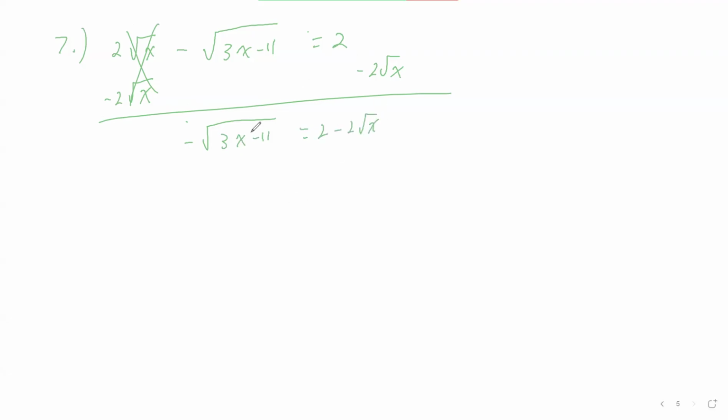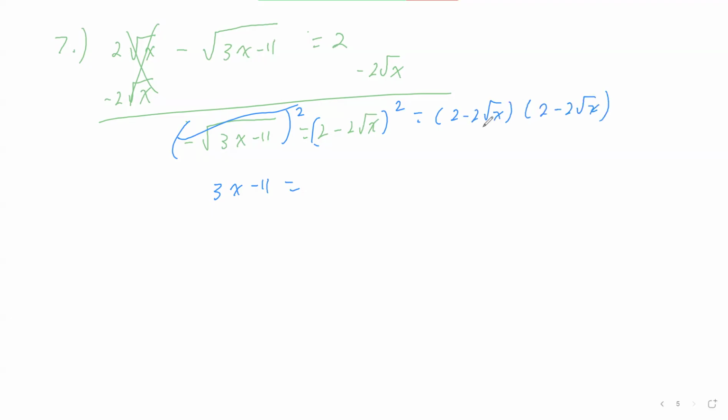Now, this one is somewhat isolated, but I don't need to care too much about this negative. You'll see what happens. But I think I'm ready to square both sides. So a negative squared is positive, and then the square and the square root would cancel, and I'm left with 3x minus 11, and then equals, and remember this right here ends up being 2 minus 2 square roots of x times 2 minus 2 square roots of x.